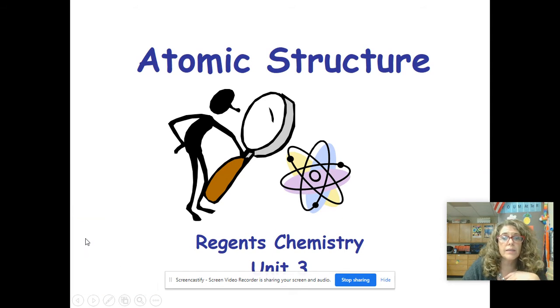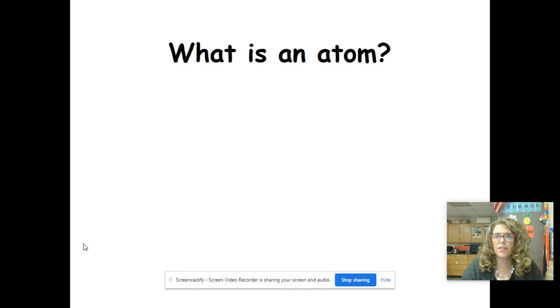All right, so let's begin our notes on atomic structure. This is a very important unit for the year. We're going to build on this the whole rest of the year, so it's really important that we get the basic foundations laid out.